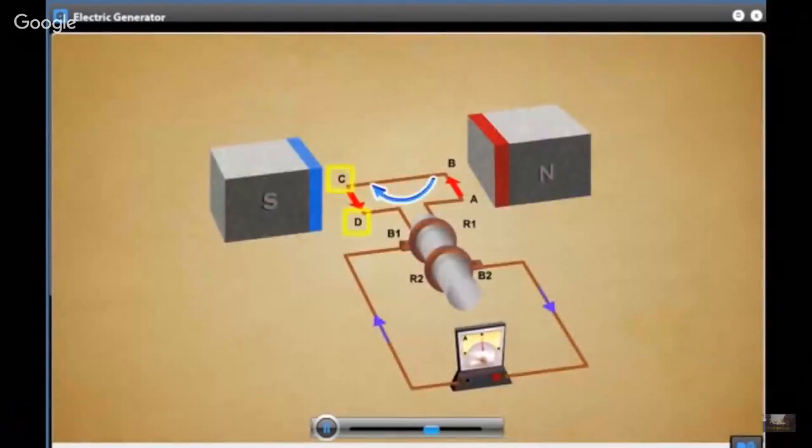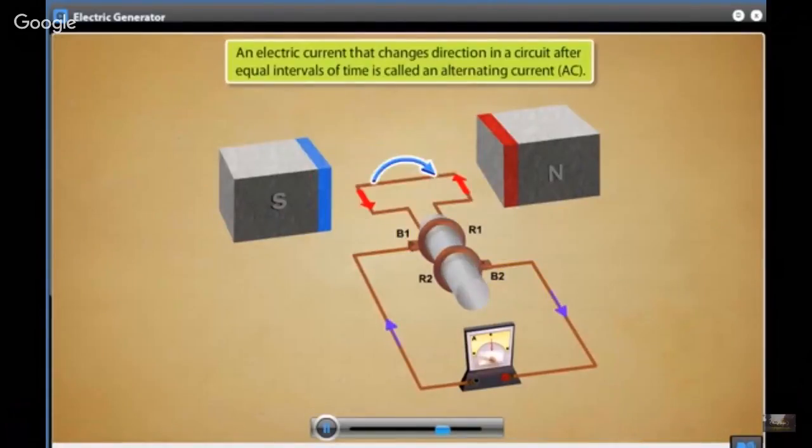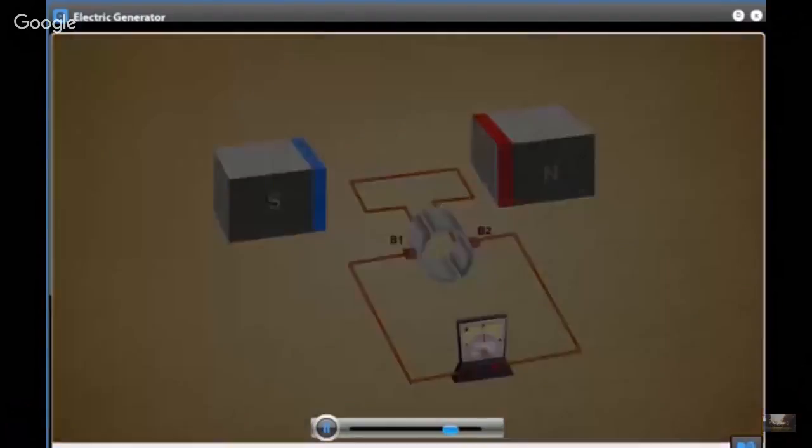After half a rotation, arm CD starts moving up and arm AB moves down, which changes the direction of the induced current. Now the current in the external circuit flows from V2 to V1. Such a current, which changes direction in the circuit after equal intervals of time, is called an alternating current, abbreviated as AC, and the device is called an AC generator.